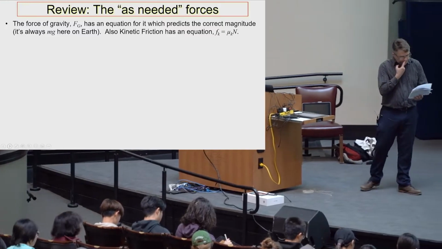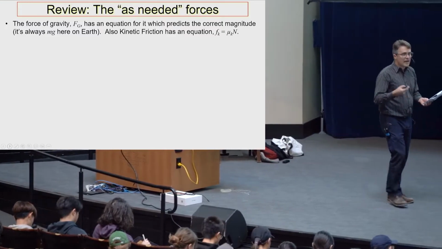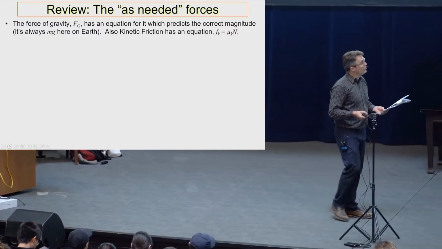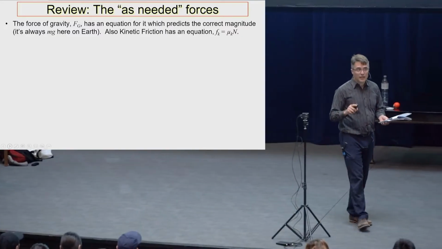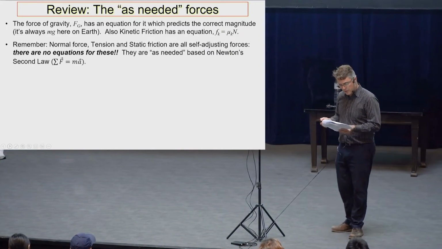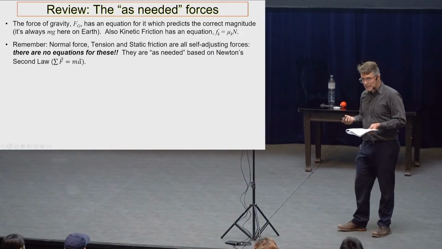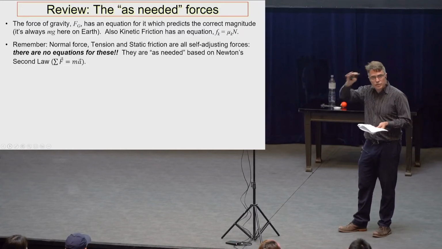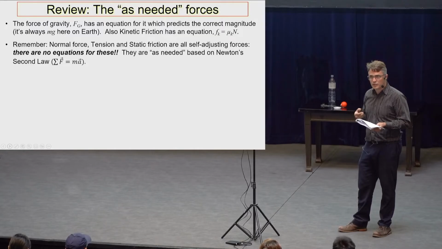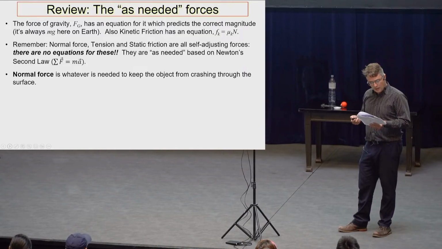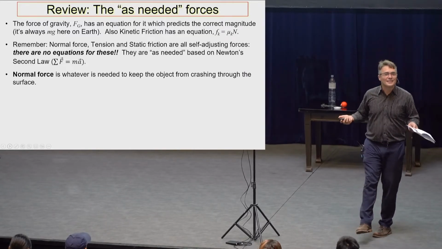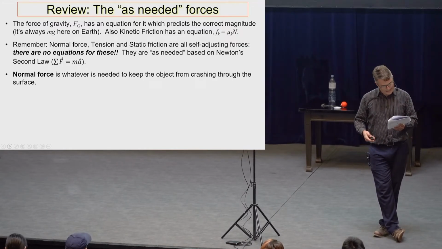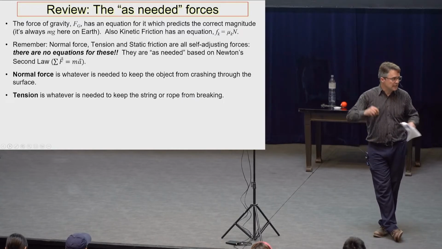Going back to these as-needed forces, the self-adjusting forces, as I kind of call them. The ones that are not included are gravity and kinetic friction, which have nice equations. Remember, the normal force, the tension, and the static friction are the ones that self-adjust according to the situation you find yourself in. Usually the acceleration is found somehow. Normal force is whatever is needed to keep you from crashing through the surface. Tension is whatever is needed to keep the string from breaking.